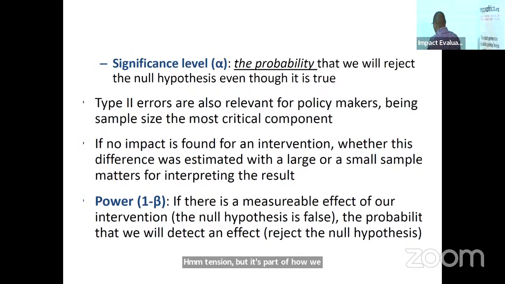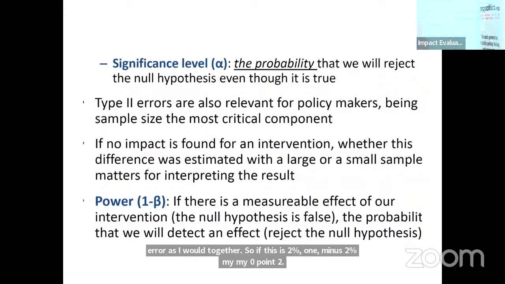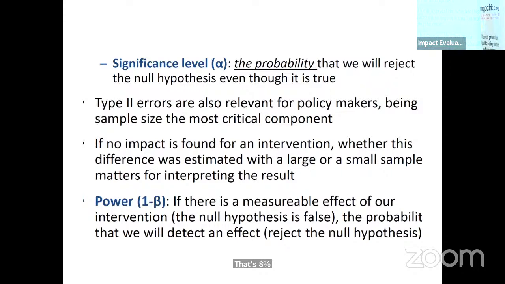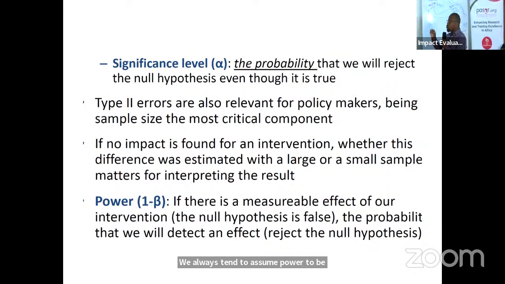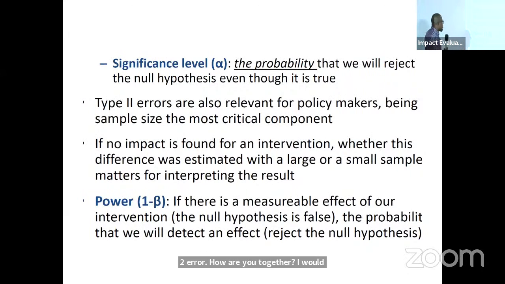Power is 1 minus beta. Remember what I said? Beta is type 2 error. Are we together? So if this is 0.2, 1 minus 0.2 is 0.8, that's 80%. Conservative estimates, we always tend to assume power to be 80%, meaning we allocate 20% as a probability of us committing type 2 error. Are we together? So if there is a measurable effect of our intervention, the null hypothesis is false, the probability that we will detect an effect or reject the null. We have talked about this. You already know now.